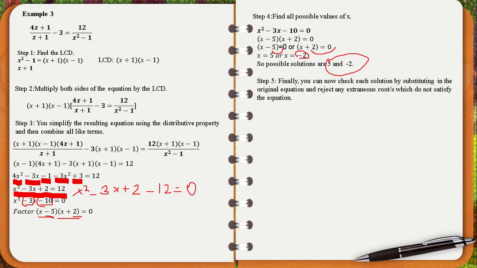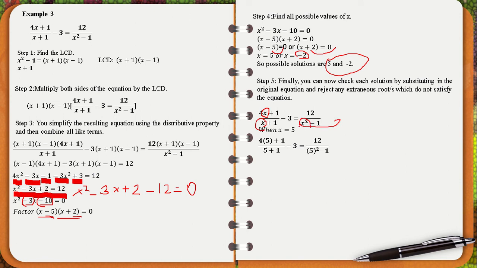So, we have to check. So, final step natin is to check the obtained values of x to check whether it satisfies the equation or it's just an extraneous root. So, kapag ang x natin ay 5, substitute natin yan sa ating original equation. So, palitan natin lahat ng x na nandyan, palitan natin ng 5.